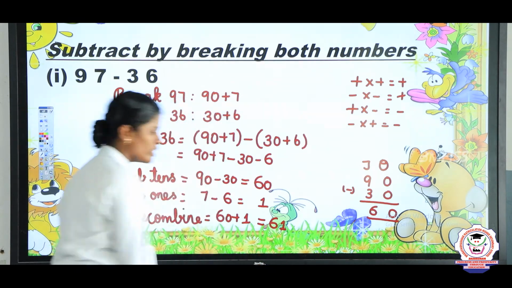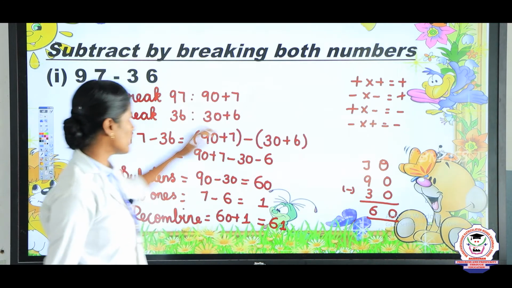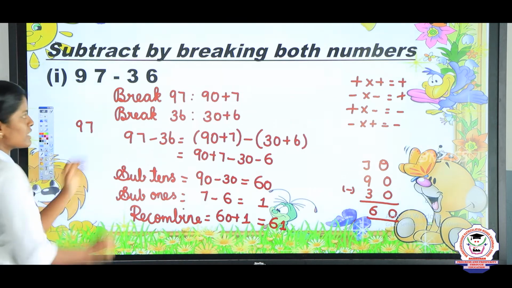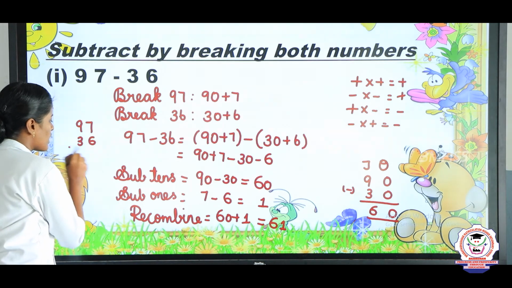So now listen my children, whether my subtraction is right or wrong. Now I am going to subtract the number. Take 97 minus 36. 97 minus 36.